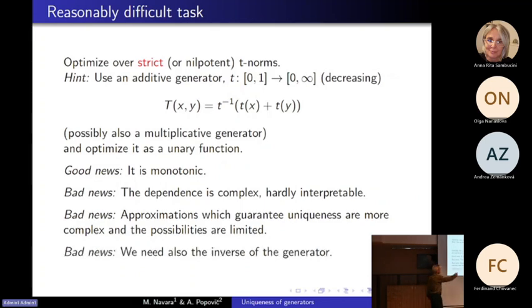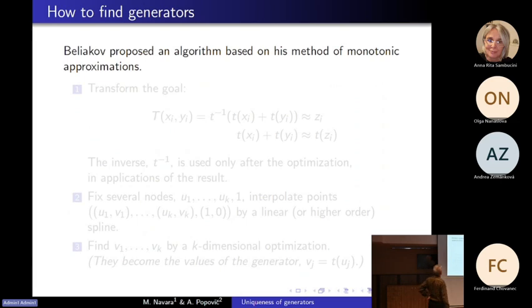Another bad news is that we need the inverse of the generator. And many approximation methods are such that the inverse can hardly be computed, possibly not a closed formula, so that you need some numerical methods to find it. It makes problems. So it's not as easy. And that's what I'm going to talk about in the whole rest of this presentation.